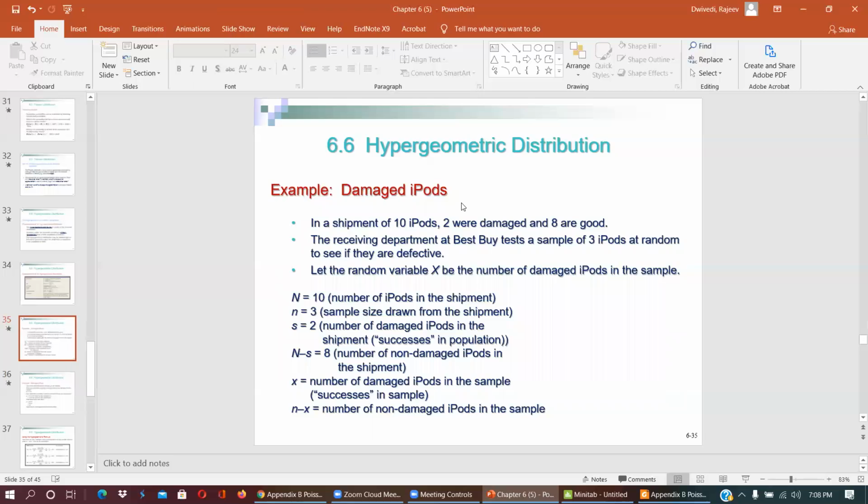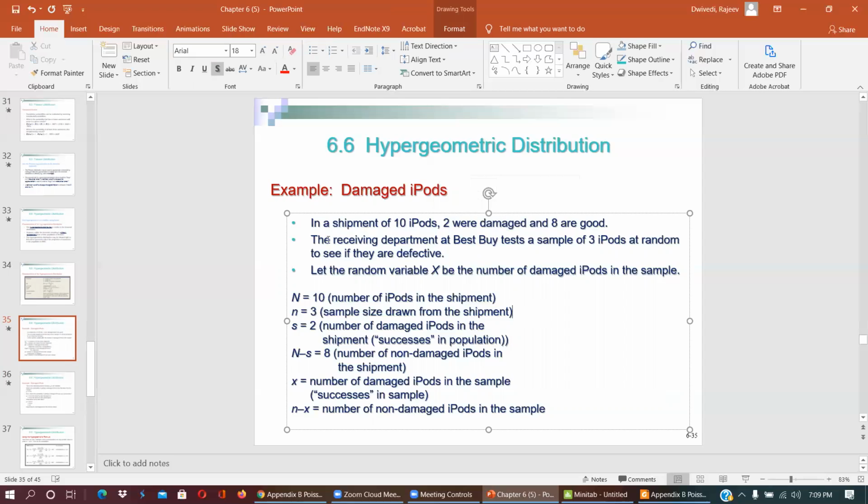So the example is damaged iPods. In a shipment of 10 iPods, 2 were damaged and 8 are good. So 10 iPods are shipped and 2 were damaged. The receiving department at Best Buy tests a sample of 3 iPods at random to see if they are defective.